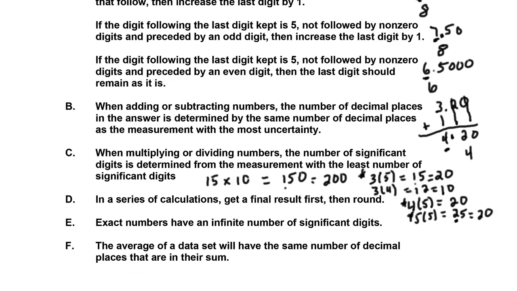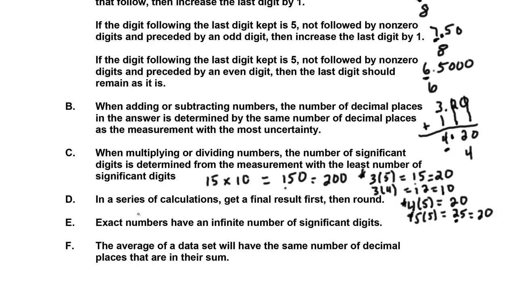So in a series of calculations, get a final result first and then round. So if you're going to multiply and add and divide and you follow all of those rules for rounding, you don't round and then round and round and round again. No, what you do is you get a final mathematical result. Get a number that is mathematically correct. So at the end, then you round that number, okay?